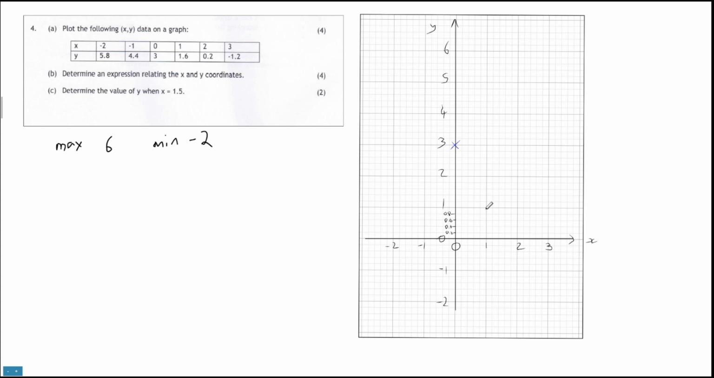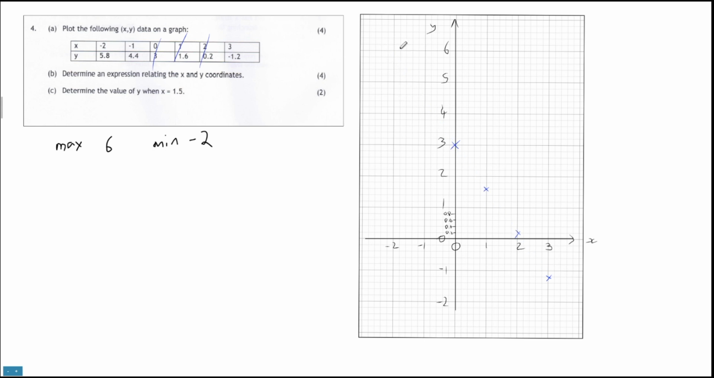1, 1.6. So that'd be 1, 1.2, 1.4, 1.6 right here. And then that is 2, 0.2, nice. It looks like it's going to be a straight line actually. 2, 0.2, we got that one. 3, negative 1.2, so this will be negative 1.2. Cool, and by now I think I can just draw a straight line through it and it'll tell me where the other points would be.